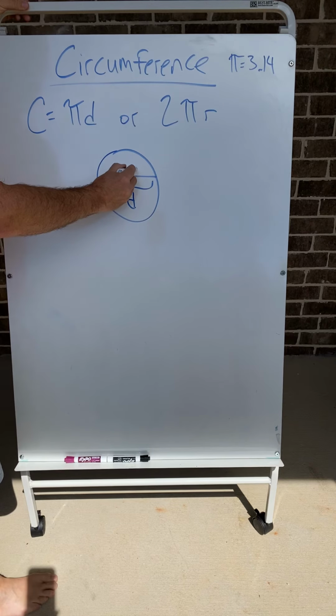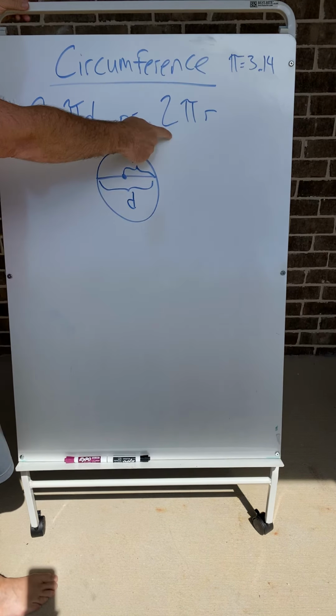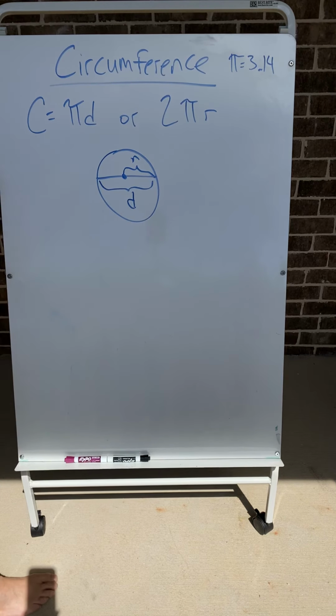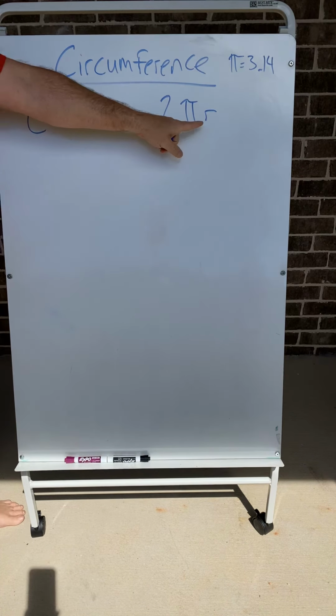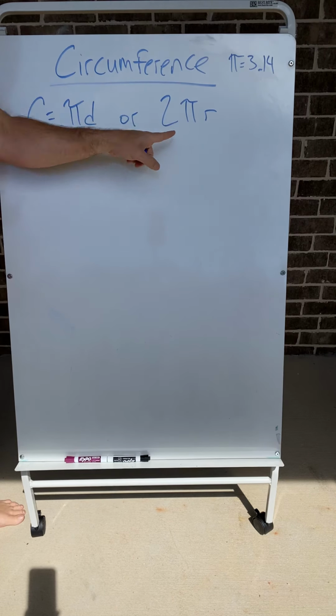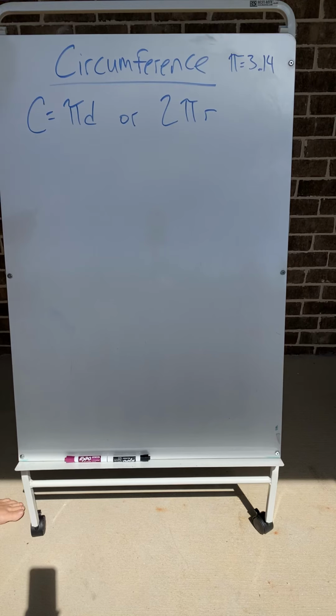If they only give you half of it, they give you the radius, then we're going to use the formula 2 times pi times radius. Just depends on what they give you, but either formula works. Now, 2 radii, 2 times the radius, is the same thing as your diameter. Because whenever you have a diameter, if you split it in half, each side is a radius.